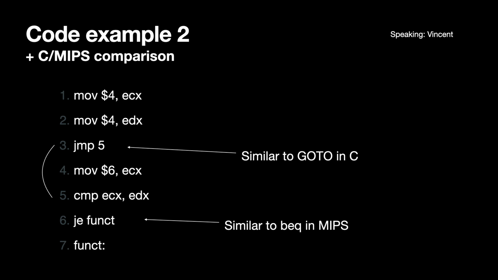The fifth instruction will compare ECX and EDX by subtracting one out of the other and seeing if the result is 0. If it is, then both values stored are the same and the flag will be set to 1. After that, we encounter JE, which is an instruction similar to BEQ or branch if equal in MIPS, and we'll check for the flag of the previous instruction. JE simply means jump if equal, so if ECX and EDX are the same, then the program will jump to the given function.